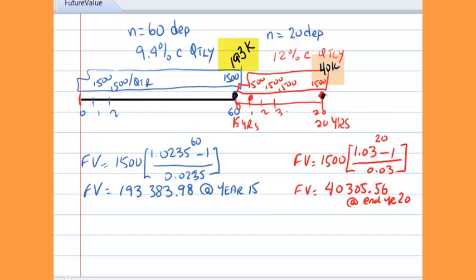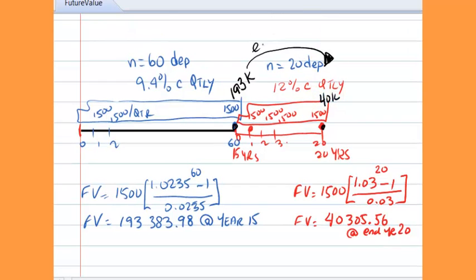If we want to determine the accumulated value of the series of deposits over the full 20-year period, do we simply just add these two amounts? The answer is no, we don't, because $193,000 does not have a value of $193,000 at year 20. It certainly will earn interest. It'll earn compound interest for the next 5 years. So because this earns interest, we will recognize that and add compound interest for that 5-year time period.